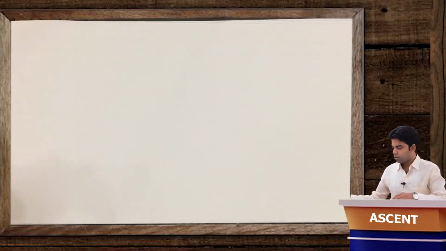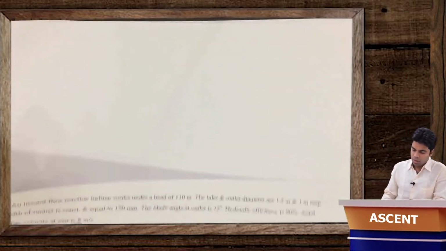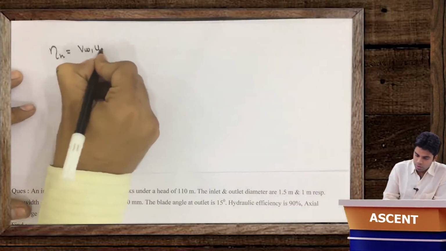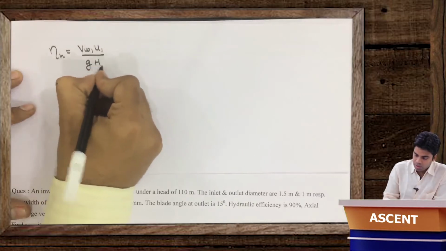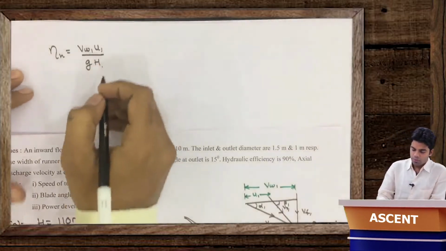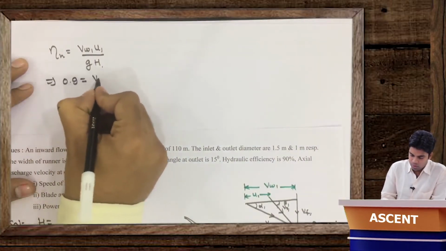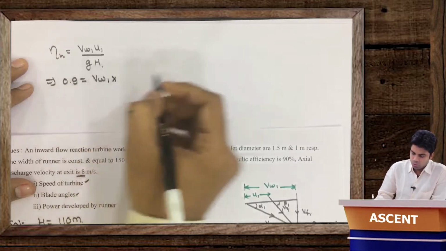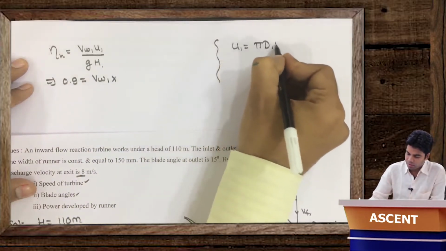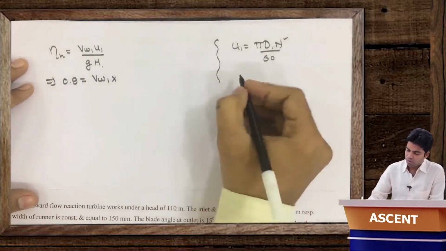So we have the value of the hydraulic efficiency. We know that hydraulic efficiency is equal to vw1 u1 divided by g into h, since vw2 is 0 in case of a Francis turbine. Okay, so from here, since hydraulic efficiency is given as 0.9, it is equal to vw1 into u1 divided by g h. Now u1 we can determine easily. u1 is what? Pi d1 n by 60. So once we have the value of n, we can determine the value of u1.